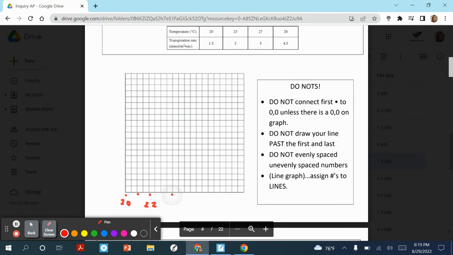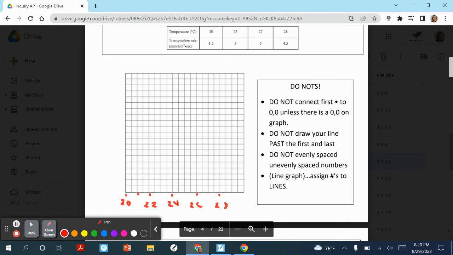And that's going to, again, I'm going to put a little tick mark there so I know that 24 goes on that line, okay? So notice that 4 boxes means 2. 4 more boxes, I'm going to increase by a value of 2. 4 more boxes, I'm going to be at 26. 4 more boxes, I'm going to be at 28, okay?